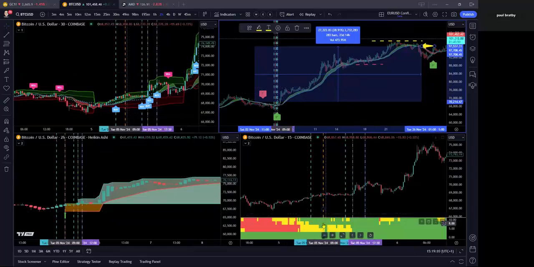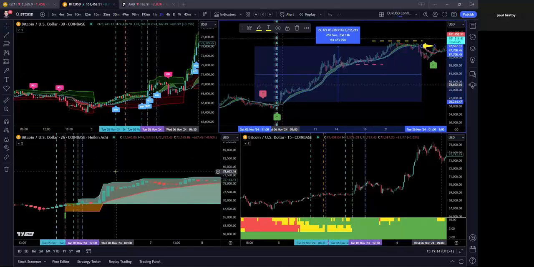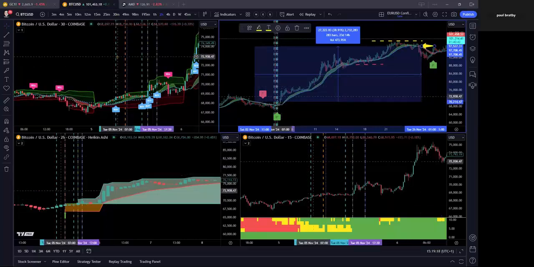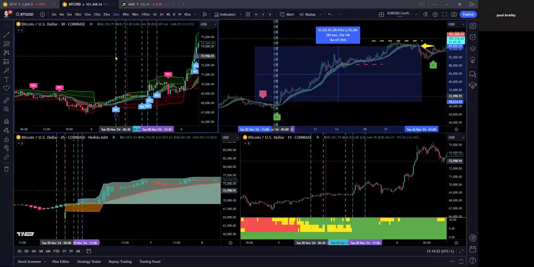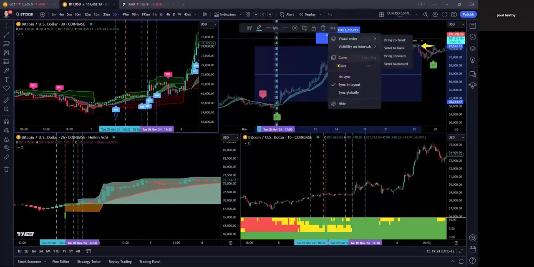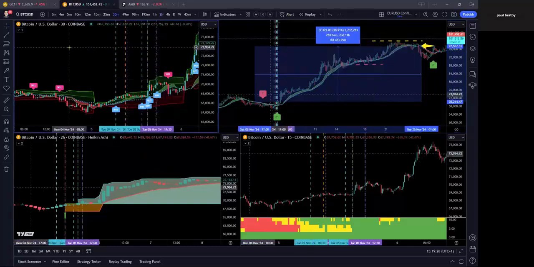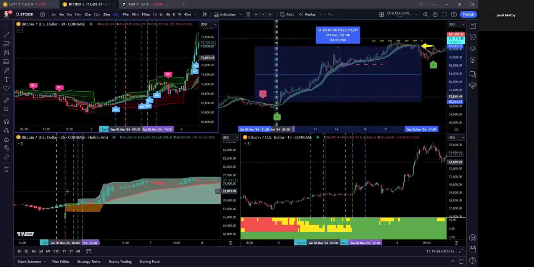So for me, it's just a visualization, and I actually draw these lines on as well. Okay, it's just the way I do it. As soon as I see a signal come on this 30-minute, for example, I'll draw a line, I'll click on it, and I will sync in layout. So it goes on all the other charts. And then when I get a signal here, I'll do the same thing.